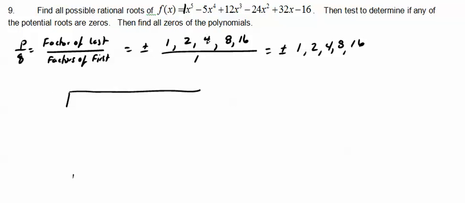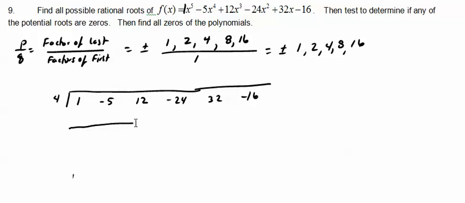I always start with kind of one of the numbers in the middle. Okay, so I'm going to put 4. Now I write down my coefficients: 1, negative 5, 12, negative 24, 32, negative 16. I could have chosen any of these, but I just decided to start with 4. It's positive, easy to work with, it's kind of in the middle. So, do my synthetic division. Bring down 1.